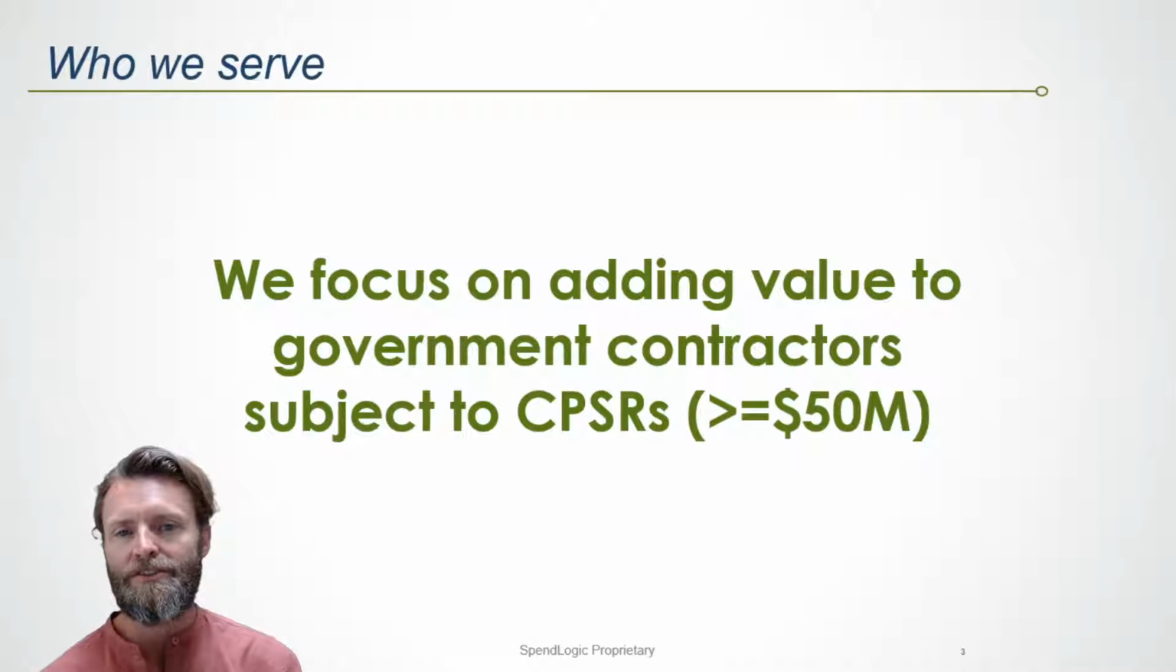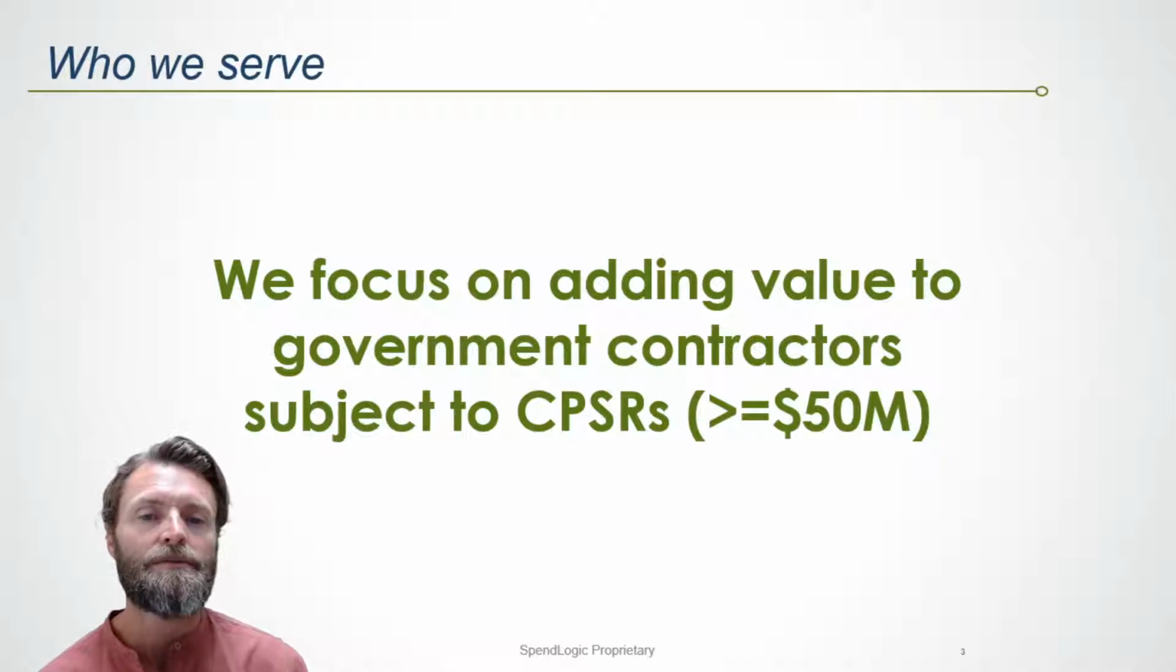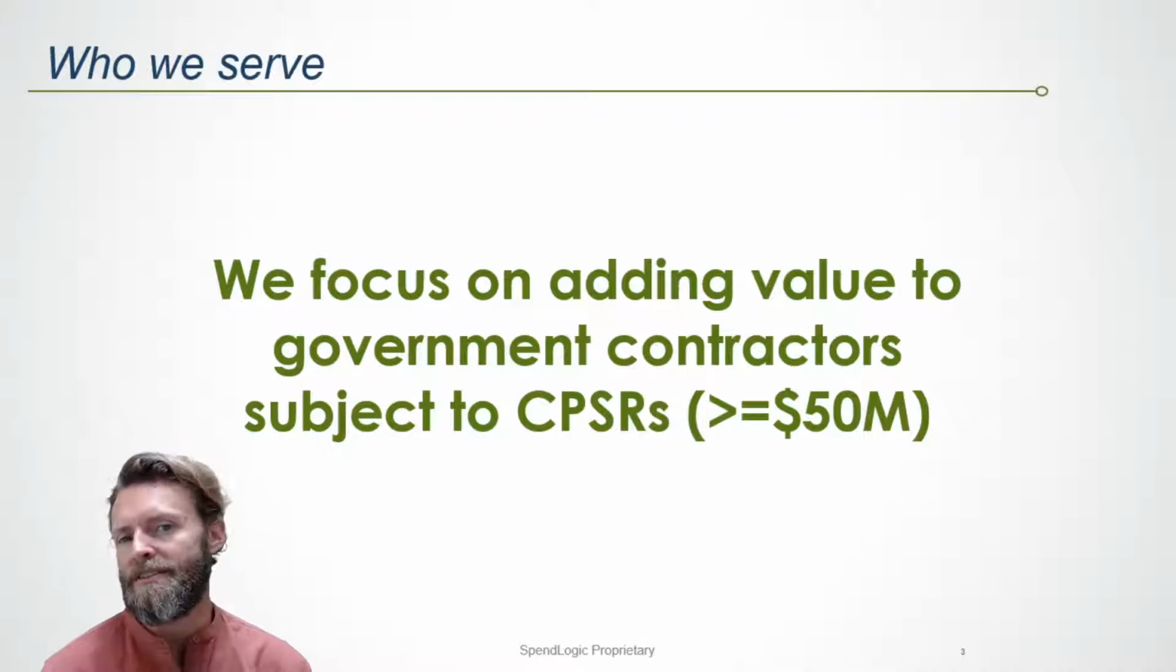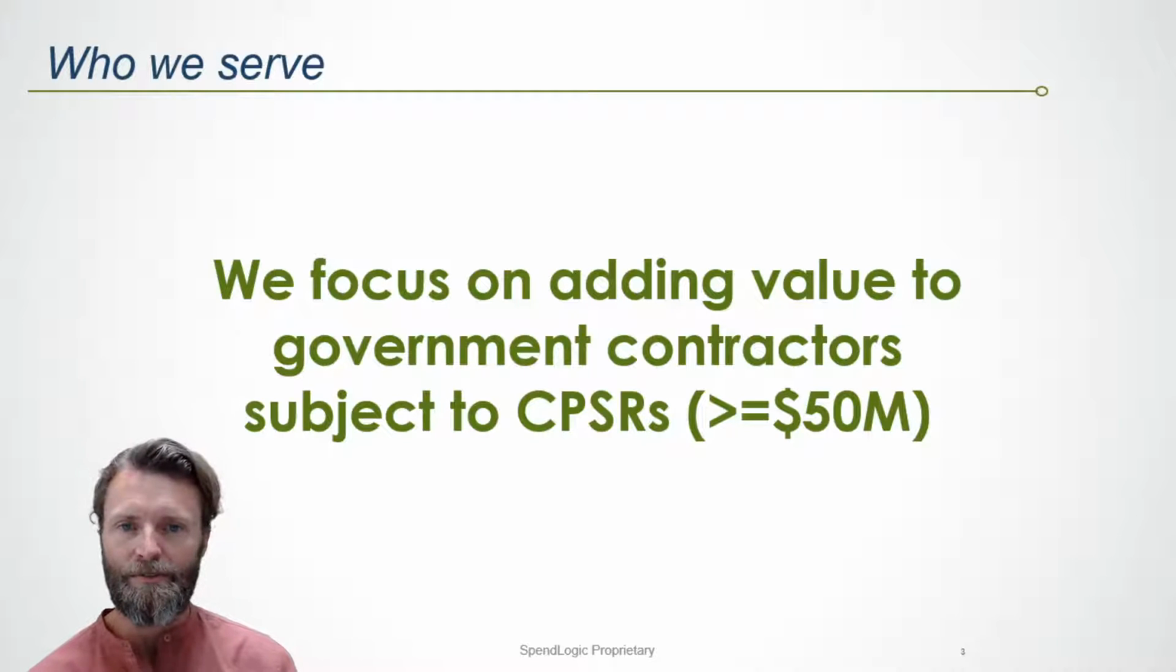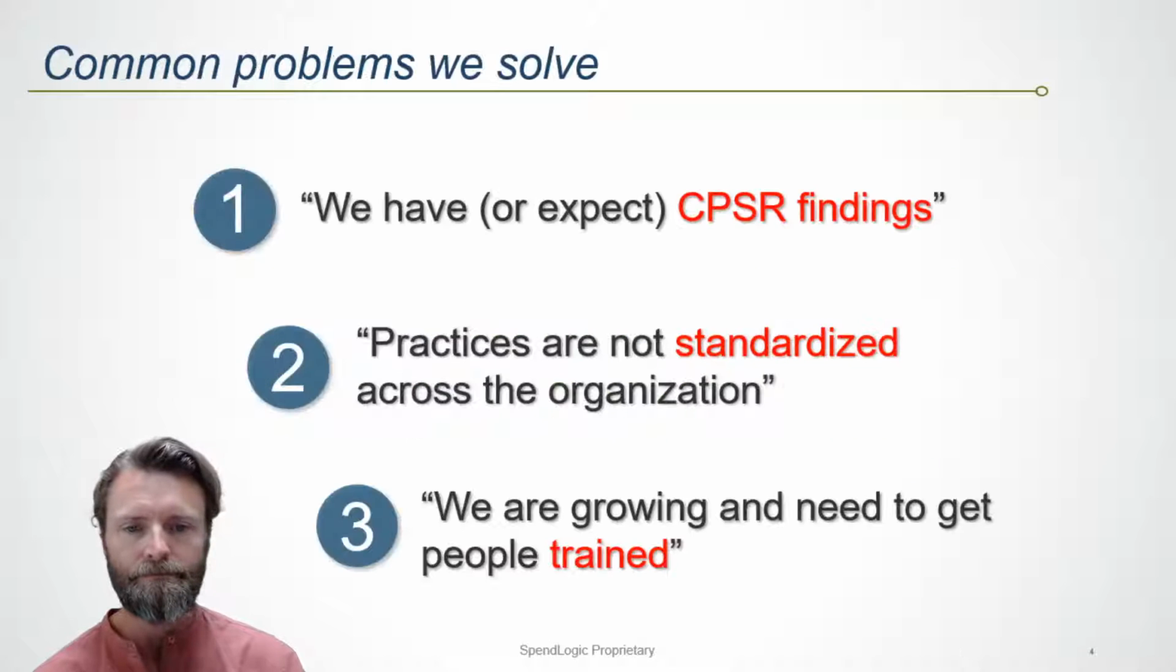We work with contractors that are mainly subject to CPSRs, so they do over $50 million in business directly with the federal government. That's who gets the most out of SpendLogic. Having said that, we also have clients that are proposing through primes or to the government, and they want to provide price analysis reports with their proposals. Those are also some of our clients. So mainly we're working with the over 50 million crowd, but we also work with smaller clients as well.